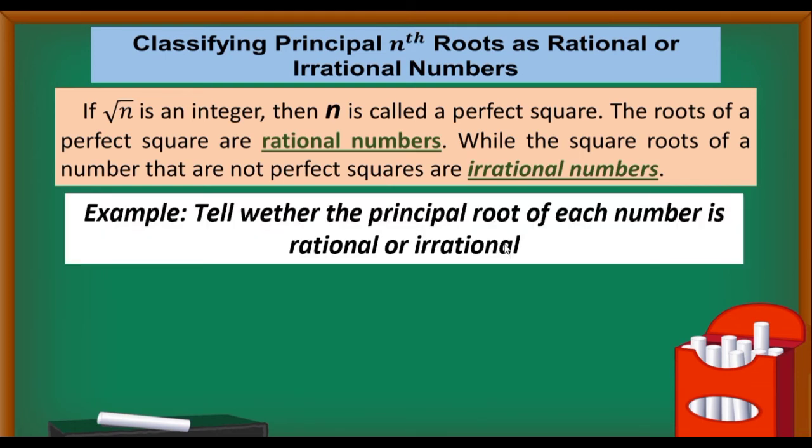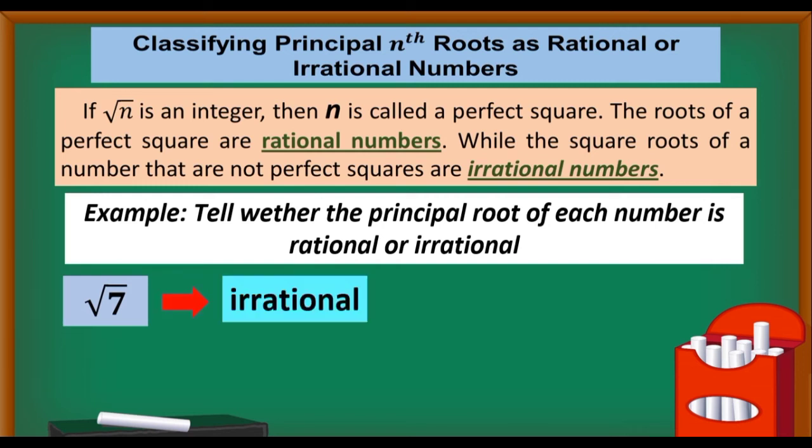So, let us determine whether the principal root of each number is rational or irrational. How about the square root of 7? Perfect square ba siya? Di ba hindi? So, that is an irrational number.